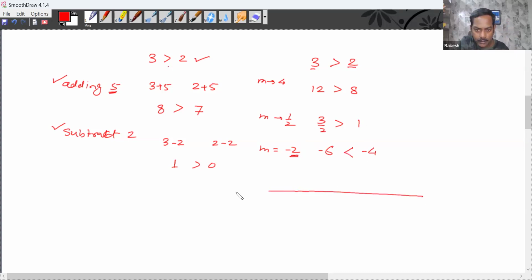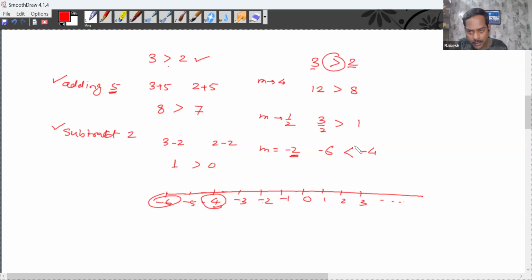Because in a number line, if this is 0, this is 1, this is 2, this is 3, and so forth, here it is -1, here it is -2. We know that -1 is greater than -2. -2 is greater than -3. -3 is greater than -4. And -4 is greater than -5. -5 is greater than -6. So we can say that this number is greater than this. The original sign has changed. Earlier it was greater than, now it has become less than.